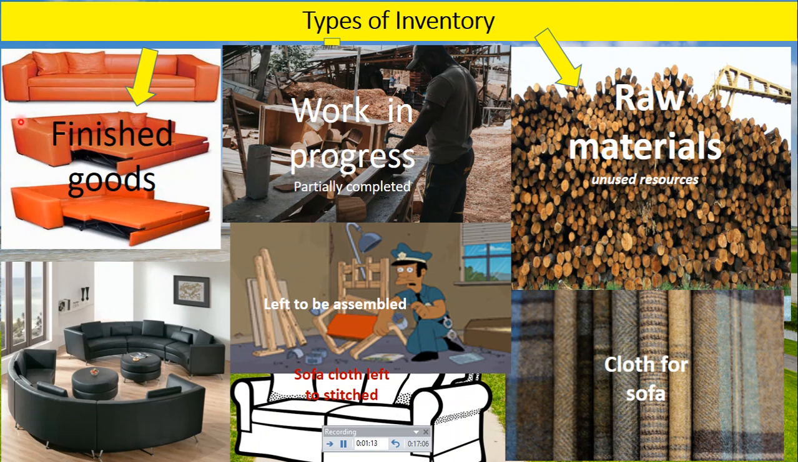Finished goods means the goods that are completed and ready for sale. Work in progress are partially completed goods. Raw materials are the materials required to make the final goods.